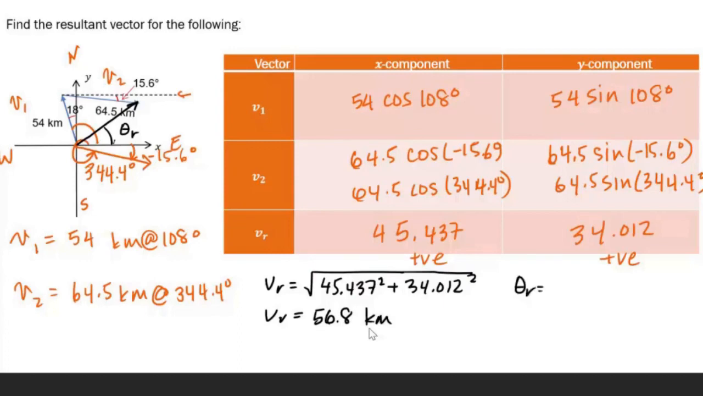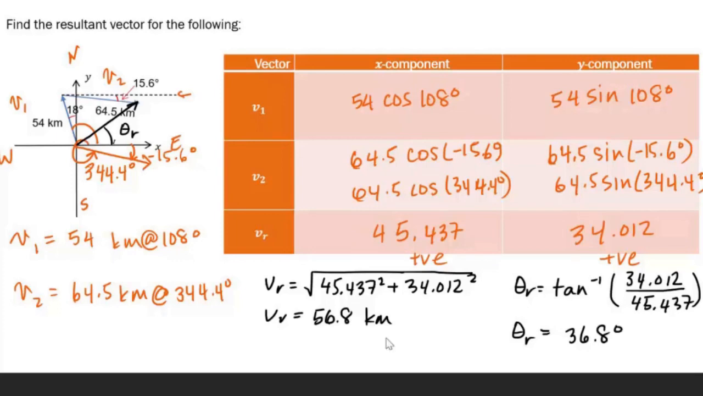What about the direction? We take the inverse tangent, and therefore that's going to be 34.012 over 45.437, y over x. I'm not worried about writing absolute value bars here because this ratio is already positive. So this vector is directed at 36.8 degrees. Again, we need both pieces for the final answer, and I'll summarize it down here. So the resultant vector is 56.8 kilometers directed at 36.8 degrees. And I've drawn it and labeled it on the diagram as well.